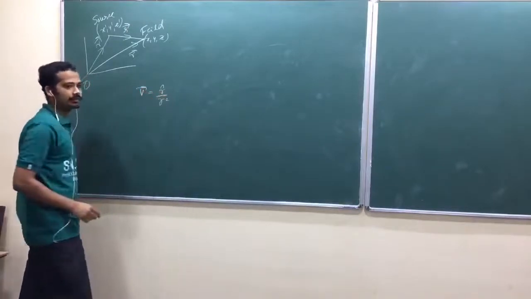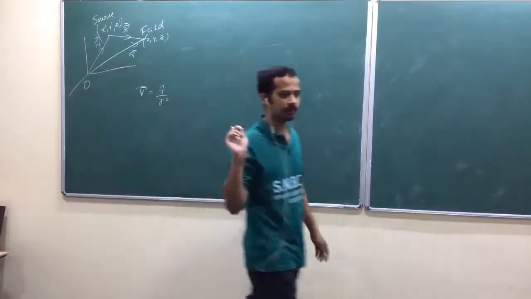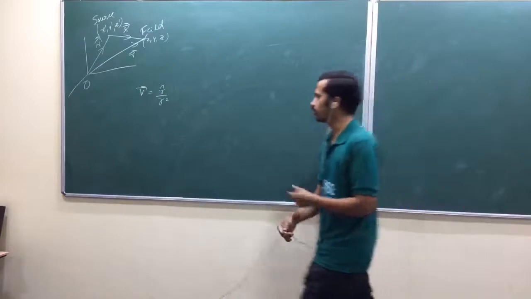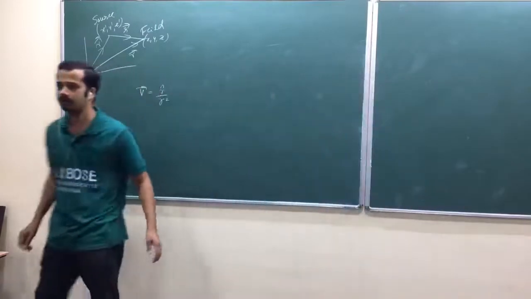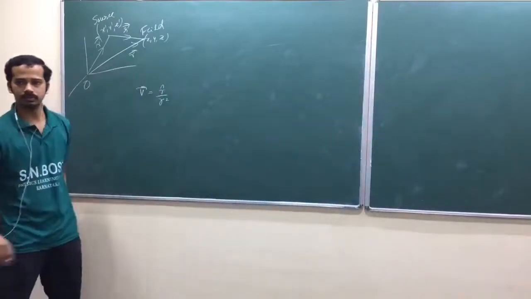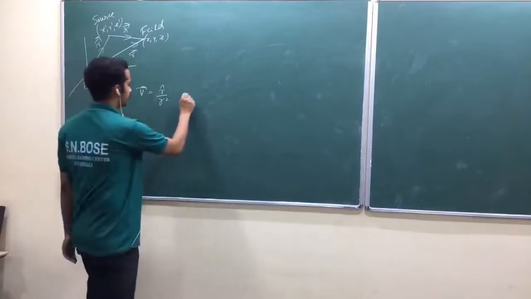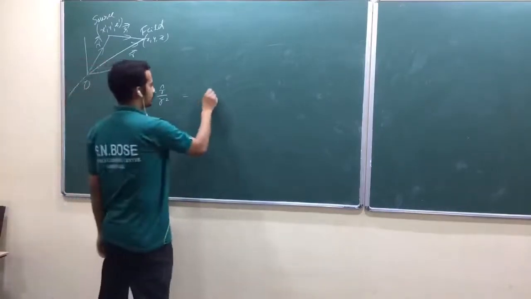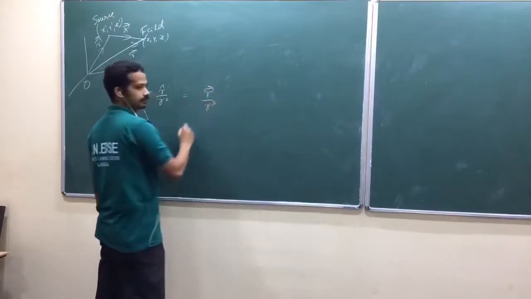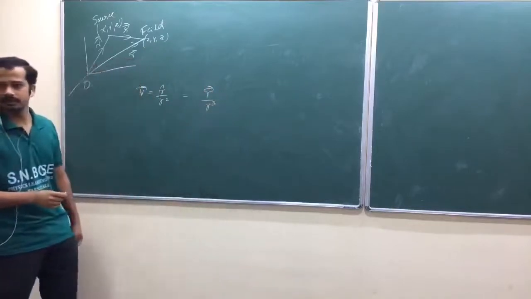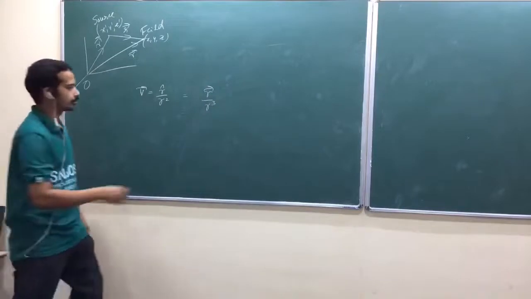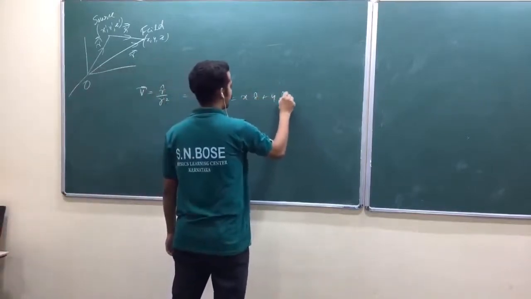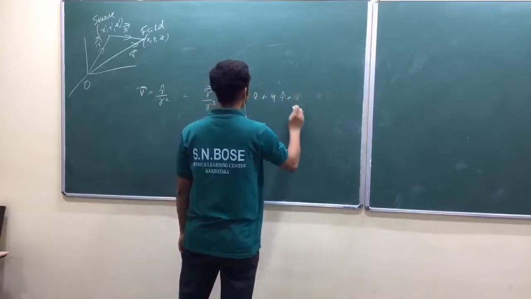V is equal to r cap by r square. Wait a second. After we discuss the spherical polar coordinates, you can do it in one single step. If you use Cartesian coordinates, I think you have to do those derivatives, isn't it? So how do you write this one? Can I write that as r vector by r cube? Sometimes that's better, isn't it? So that you can write x cap plus y cap plus z cap.